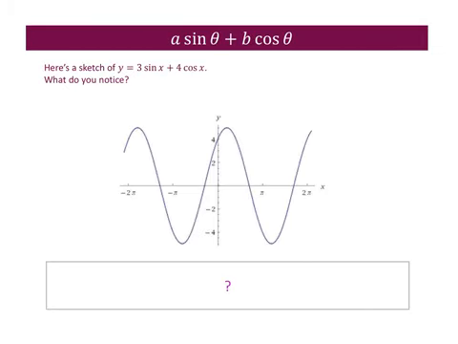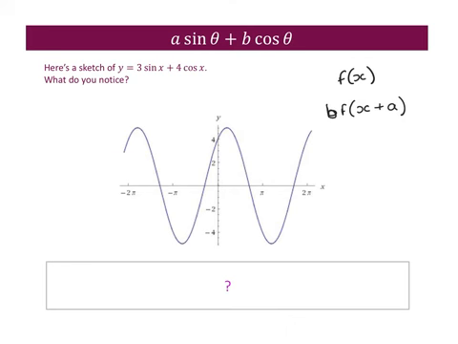So here's a sketch of y equals 3 sine x plus 4 cos x. What do you notice about this sketch? Have a think about this, please. So you're right, it has been translated and it's been stretched. So if we think about a function f of x, if it's been translated, we know we're going to have f of x plus or minus a number. I'm just going to call this a. And then if it's been stretched, we know then that it's been multiplied. The whole function's been multiplied. So I'm going to write b on the outside.